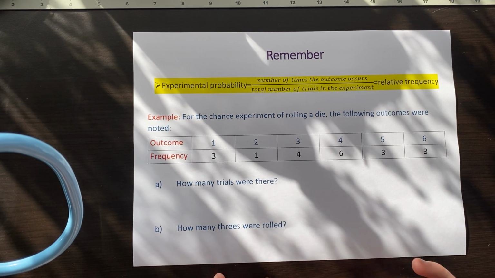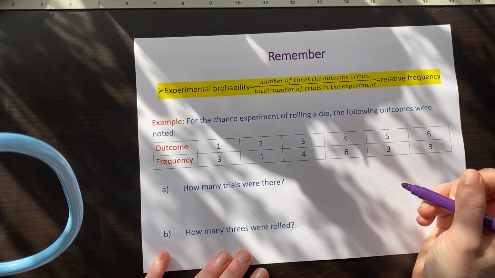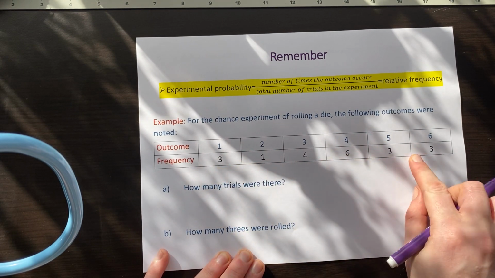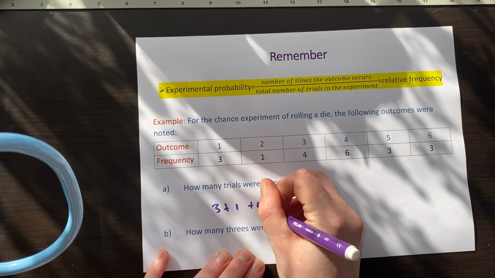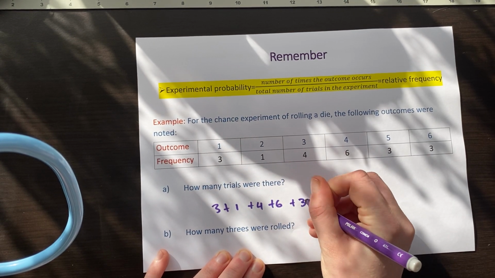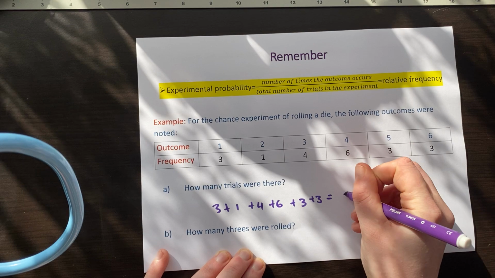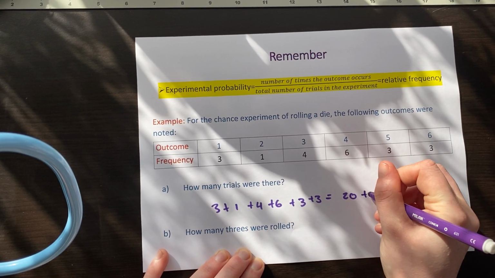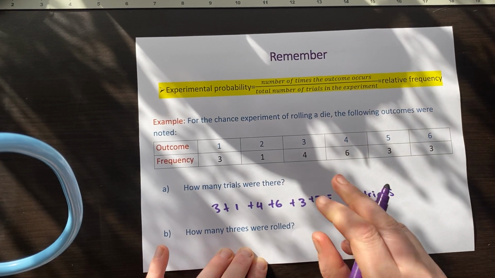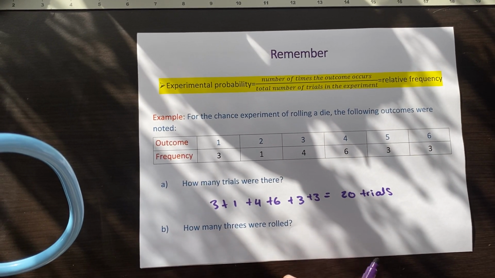So what we've got to do here for a start is ask, how many trials were there all up? So we simply add up these numbers down here. So we go 3 plus 1 plus 4 plus 6 plus 3 plus 3, and there were 20 trials. So they rolled the dice 20 times. So now we have a bit of a number to work with, which is good.